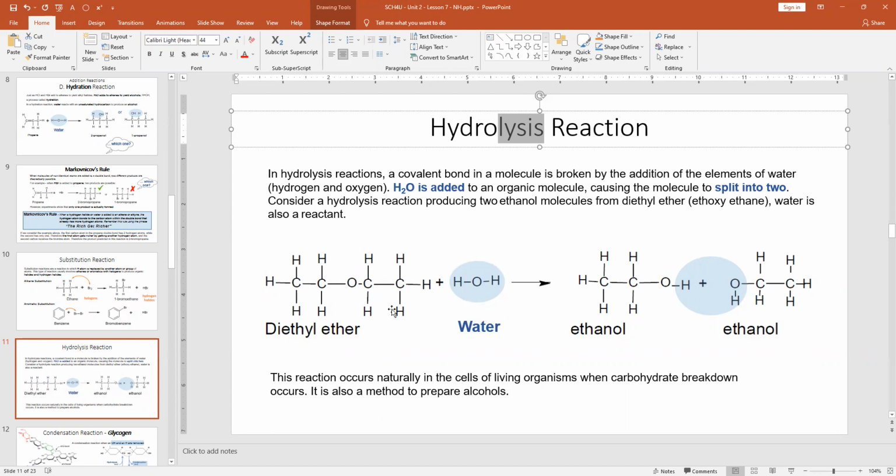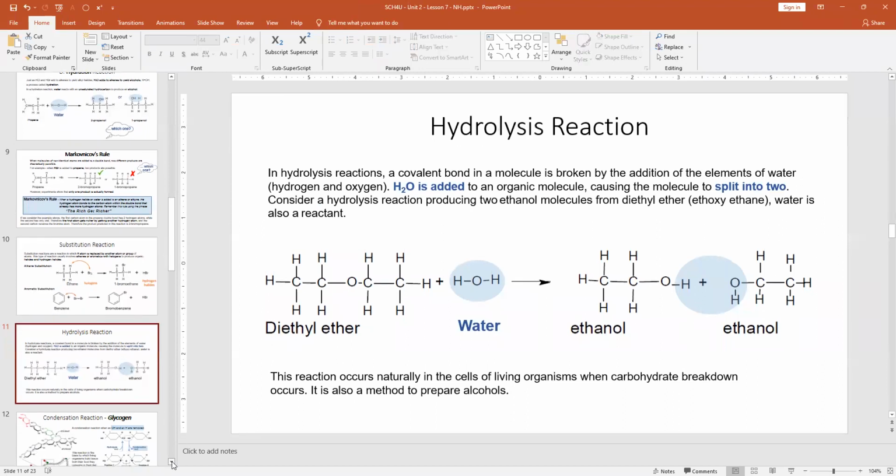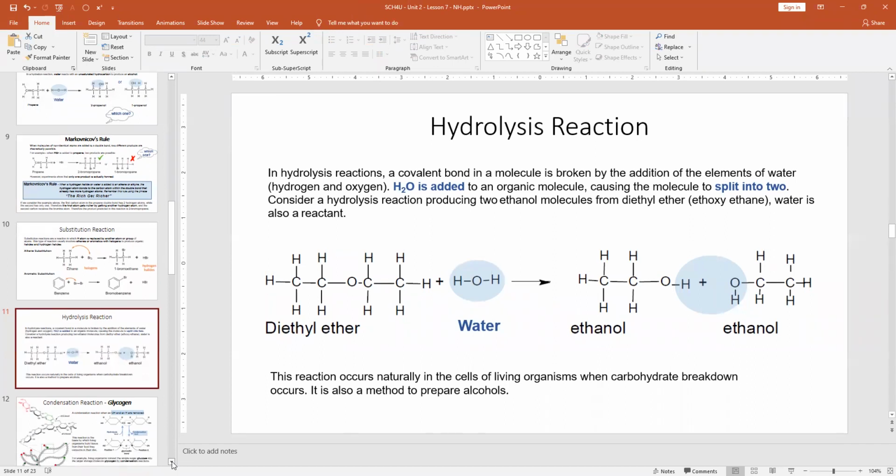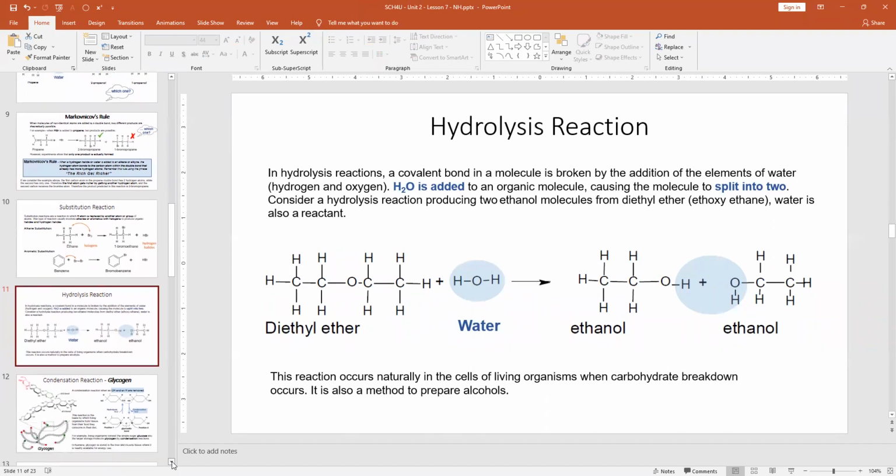So that's hydrolysis. And this type of reaction actually occurs in cells in nature, in cells of living organisms when carbohydrates break down. And it is also one way to prepare alcohols. That's a method for alcohol preparation. So that's hydrolysis.